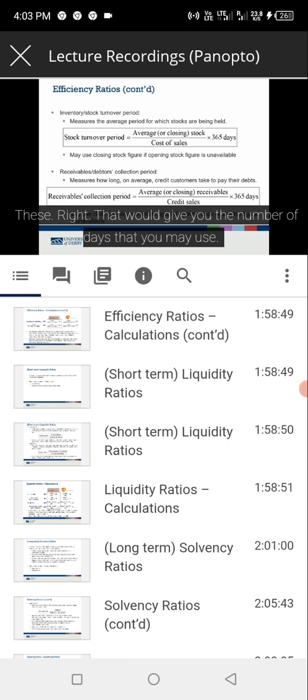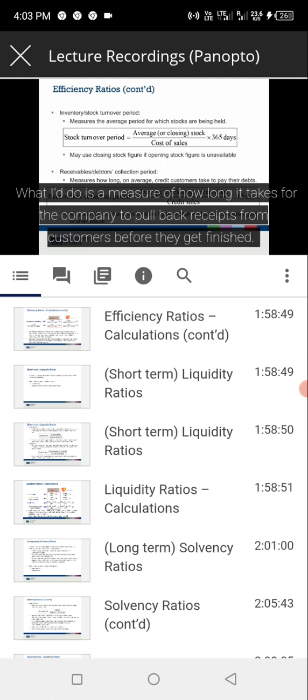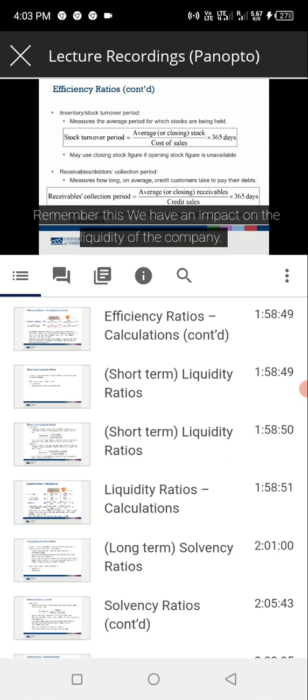You may use the closing stock figure if the opening stock figure is unavailable, but you just need to be consistent. In the case of the receivables or debtors collection period, we said this is a measure of how many days it takes before the company recovers credit sales from customers, before they get paid. Remember, this will have an impact on the liquidity of the company.